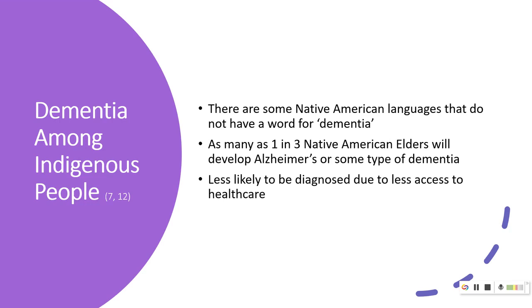Okay, so dementia among our indigenous population. In some Native American languages, there is not a word for dementia, which could contribute to the rise in the numbers of diagnoses among the Native American population that we're starting to see. As many as 1 out of 3 Native American elders will develop some type of Alzheimer's or other form of dementia. One of the issues faced by Native Americans and Alaska Natives is that they may not be diagnosed with dementia due to the lack of access to healthcare. And because there wasn't a word for dementia and it wasn't really recognized, they may not have gone to see their provider to get the actual diagnosis of dementia.